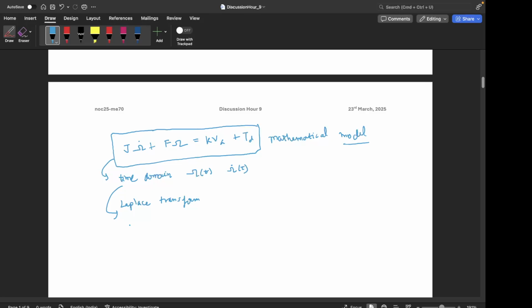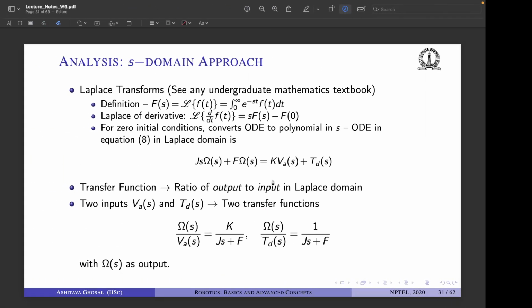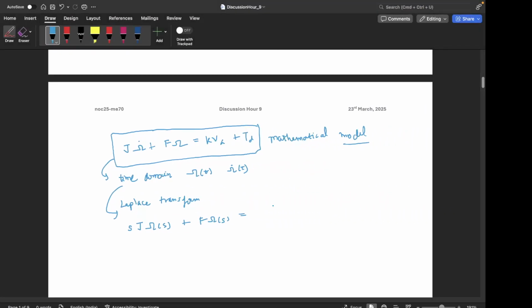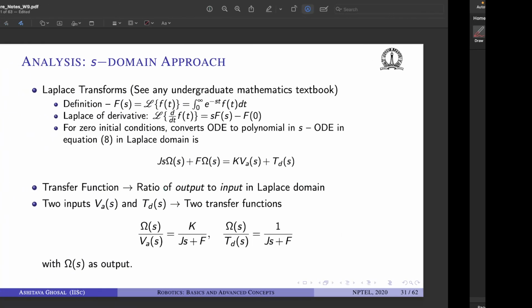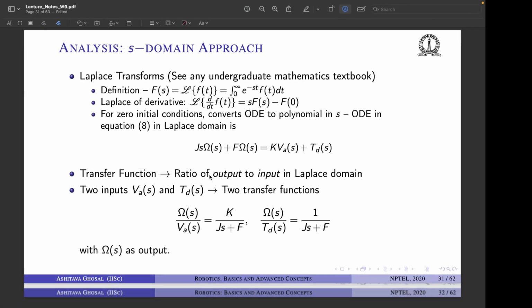But taking the Laplace transformation of this becomes s J omega(s) plus f omega(s) is equal to the Laplace transform of these functions. So k times Va(s) plus Td(s), Td as a function of s, Va as a function of s, omega as a function of s, and omega dot's Laplace transform is s times omega. So s omega(s), right?